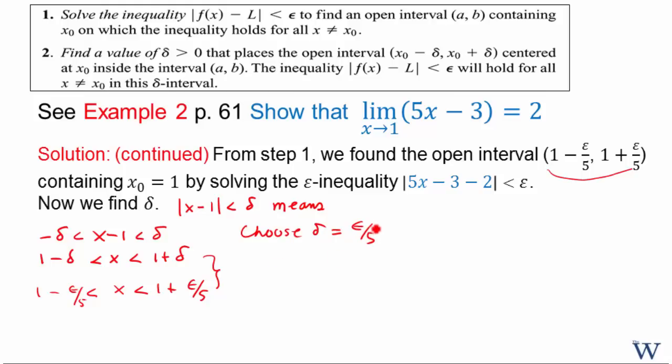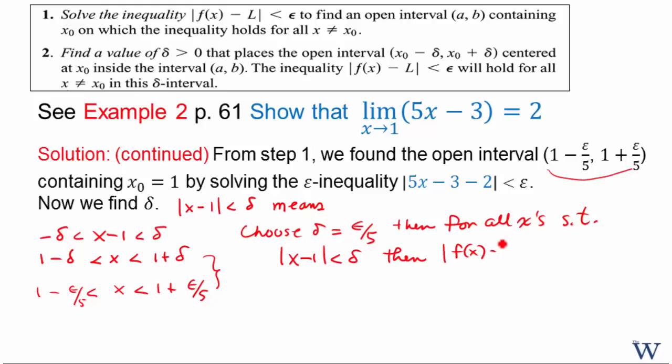So if we choose this, then for all x's such that this is true, |f(x) minus 2| is less than epsilon. We have already shown that if we choose delta equal to epsilon over 5, then this inequality holds, and then we are guaranteed that the f(x)'s differ from 2 by less than epsilon. Now, remember our choice of delta is equal to epsilon over 5. Can we choose a smaller delta? Of course. As long as it's less than or equal to epsilon over 5, this inequality will still hold.